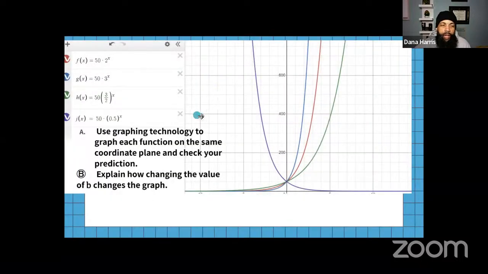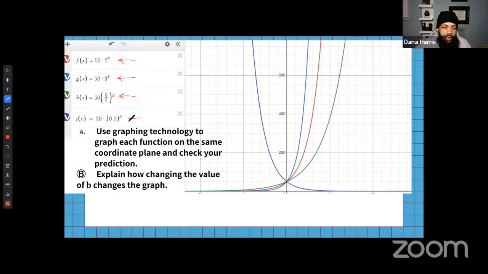I want to go ahead and get right to the meat and potatoes of this. Notice we have each function here. The red function is 50 times 2 to the x. The blue function is 50 times 3 to the x. The green one is 50 times 3 halves to the x. And the purple one is 50 times 0.5 to the x power.